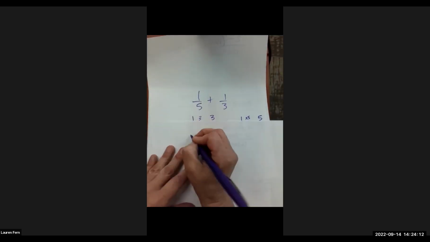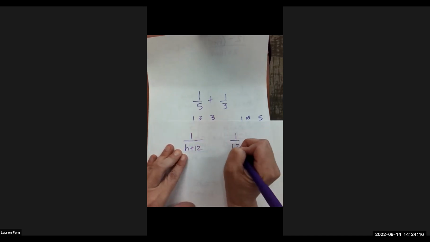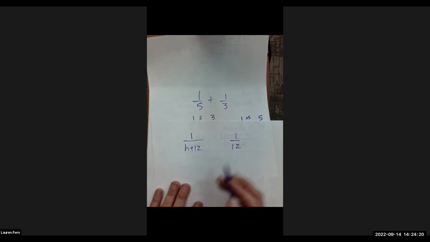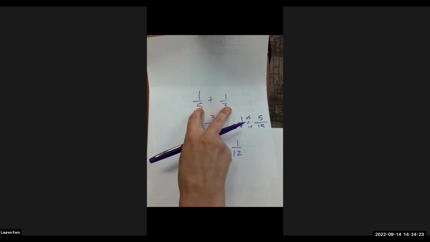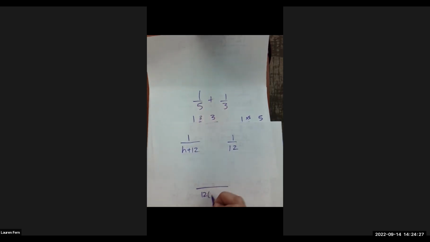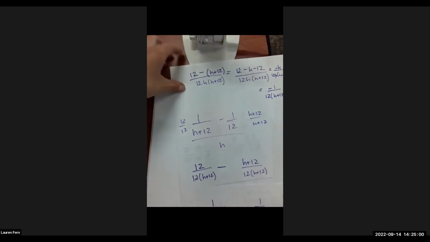Okay, so let's just have it look a lot worse. What if I have 1 over h plus 12 and 1/12? Well, my common denominator, just like here, I multiplied to get 15. My common denominator would be the product of those two, 12 times h plus 12, okay? So the first thing I need to do is ask myself, how do I write this equivalently with this? Well, from this denominator to that denominator, aren't we multiplying by 12? So I need to multiply my numerator by 12. Which is what I did right here. And notice I got that.